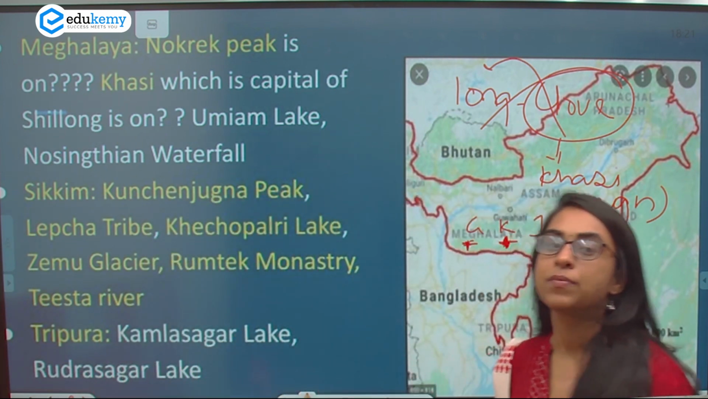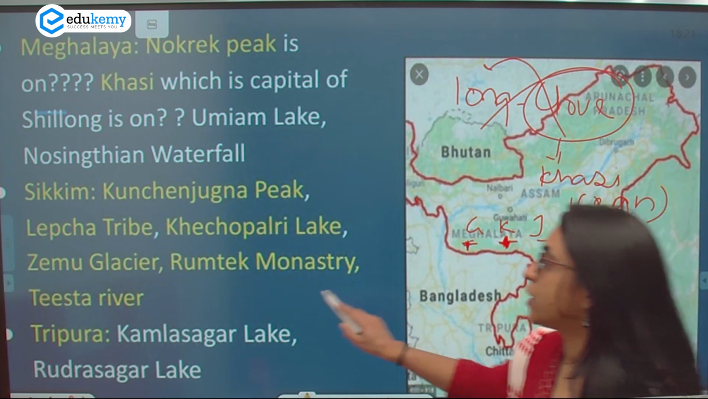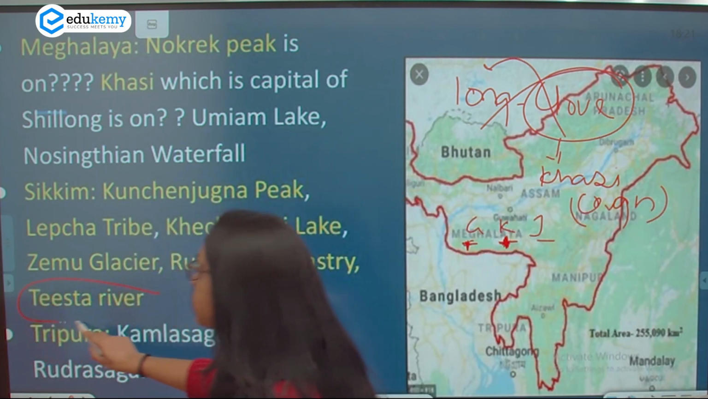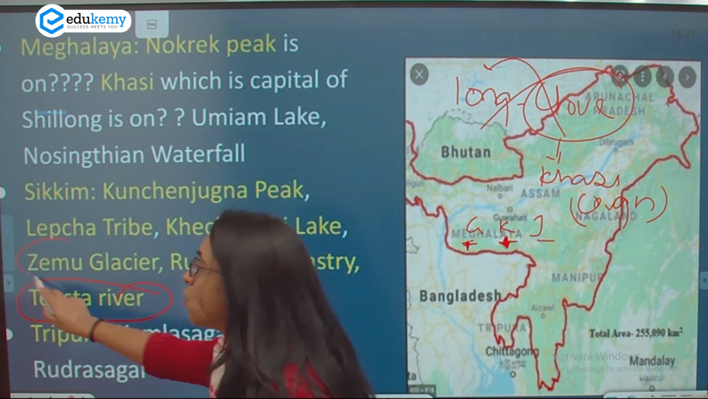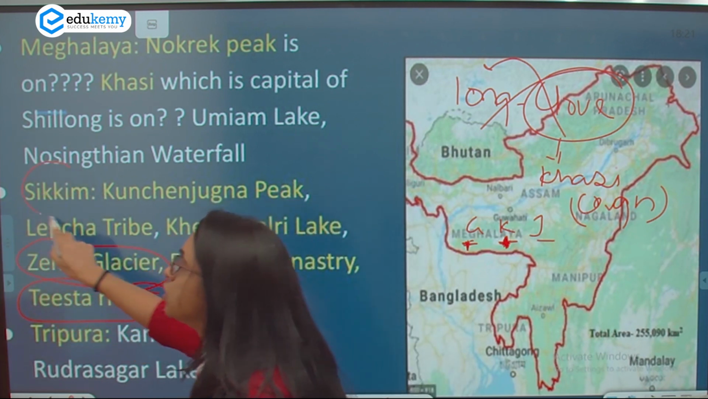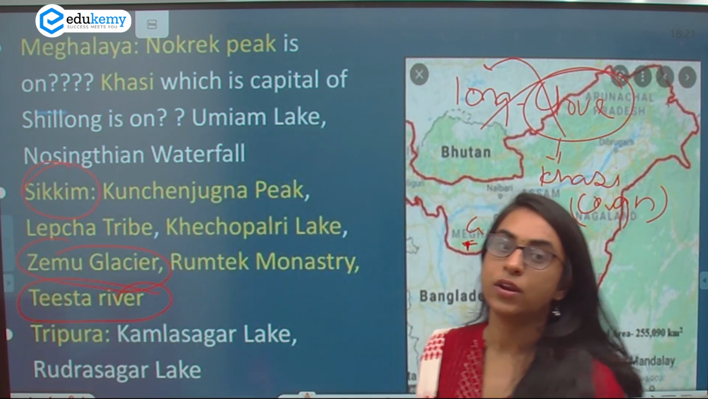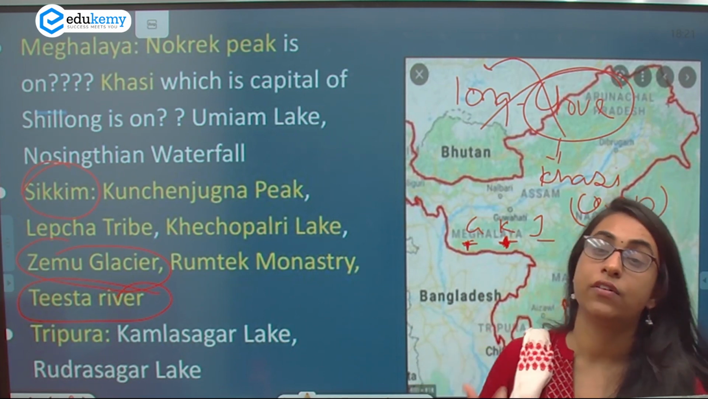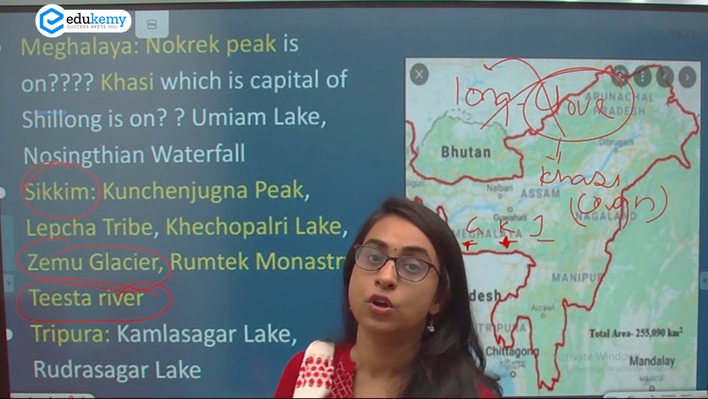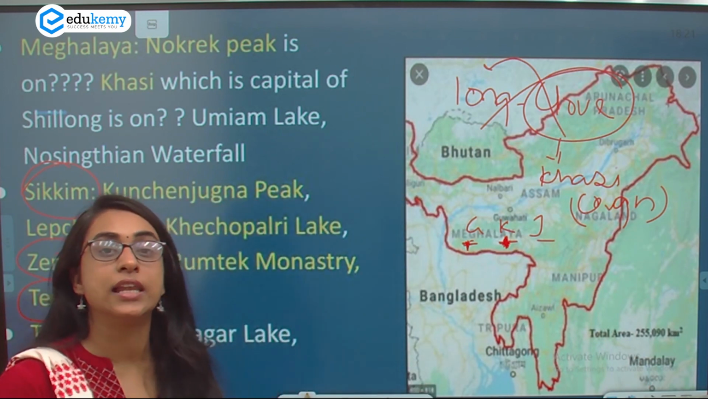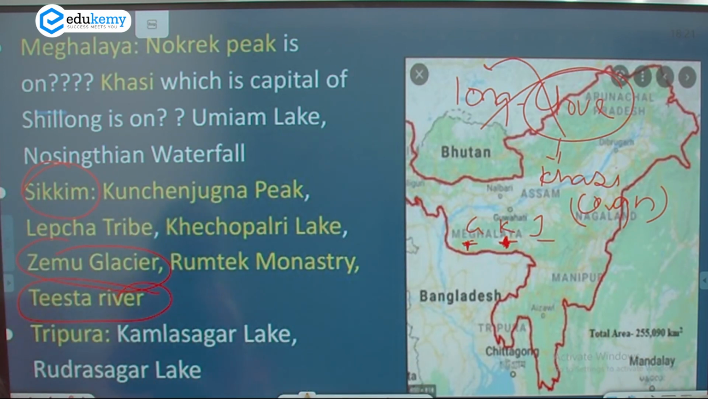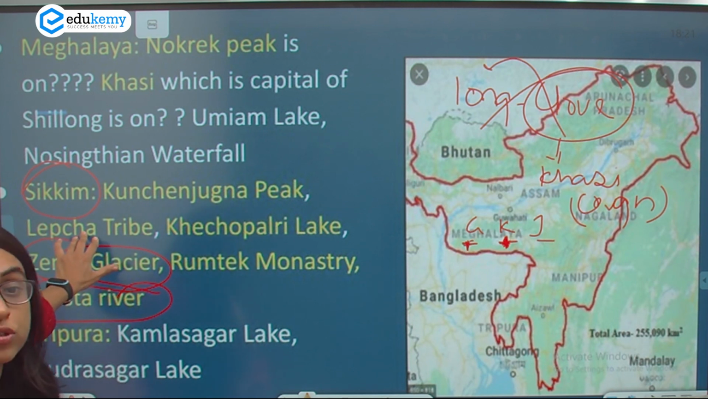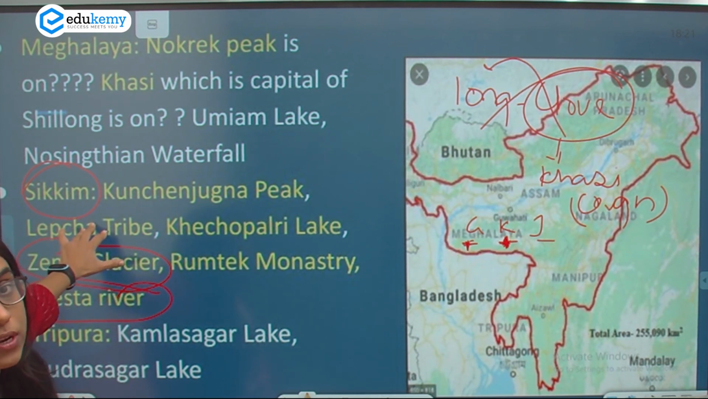Coming on to Sikkim. In Sikkim, this question has already been asked in your examination. The Teesta River and its source, the states via which it passes, that has been asked in your examination, right? So Sikkim becomes important because the Teesta River has already been asked. Sikkim has important features like Kanchenjunga Peak. It has an important tribe, the Lepcha tribe. This has also been asked in your examination.